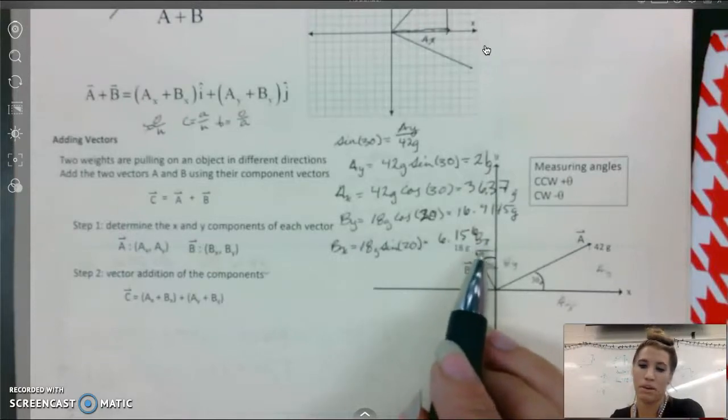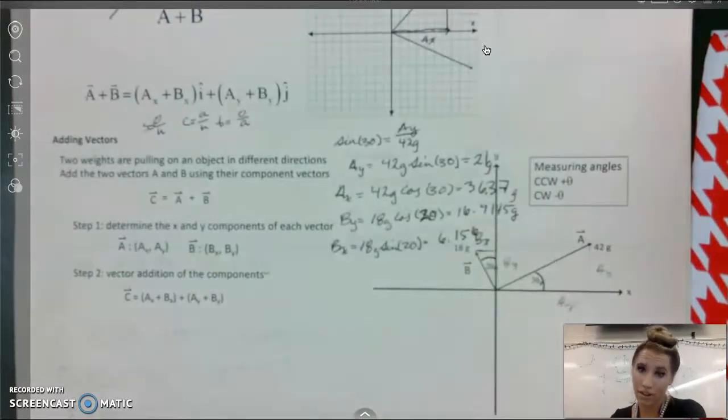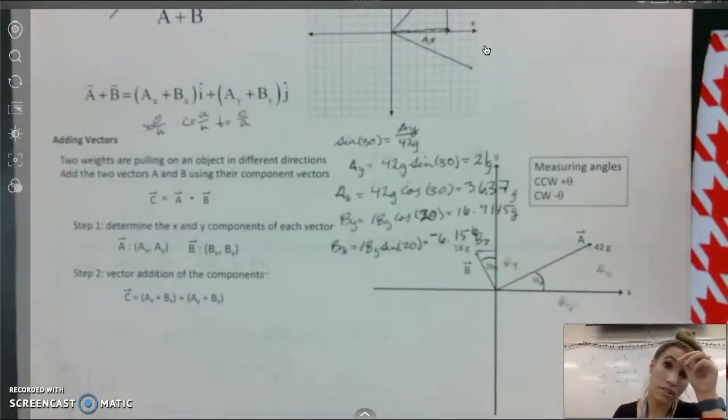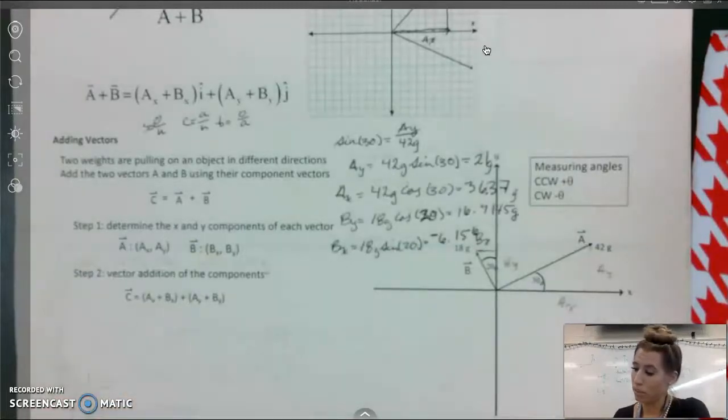But see how B sub x is in the negative x direction? So now I'm going to throw that negative sign on there, okay? Because it's in the negative x direction, that component is. Alright, so we've figured out each component here.